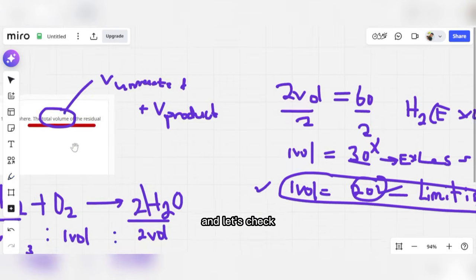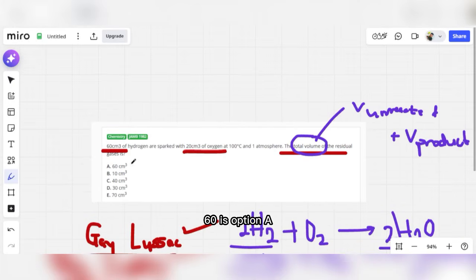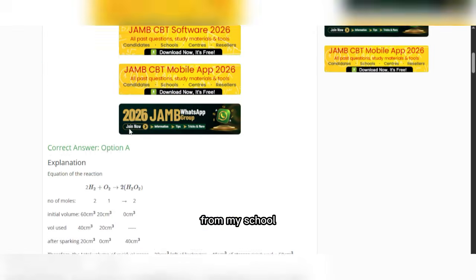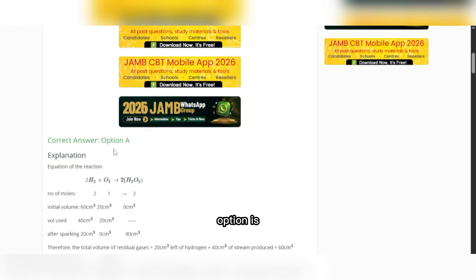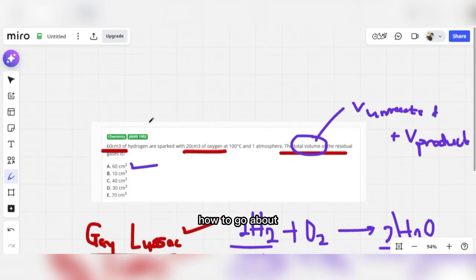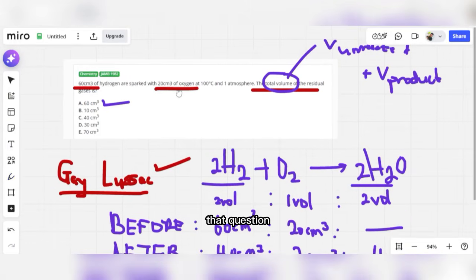And let's check which option. 60 is option A, so that should be correct. So let's confirm from my school. Yes, the correct option is option A. So that is how to go about solving that question.